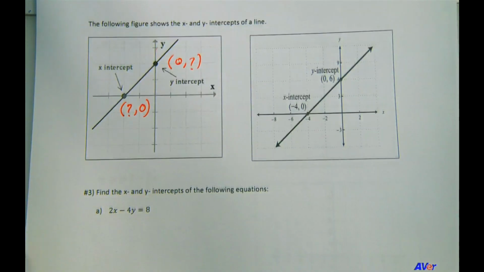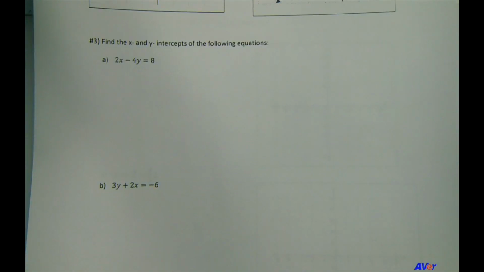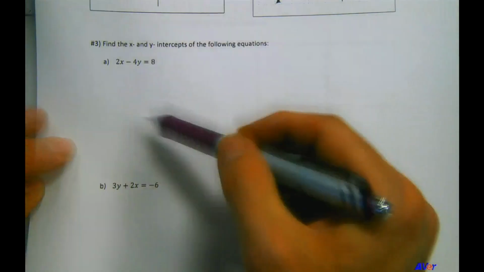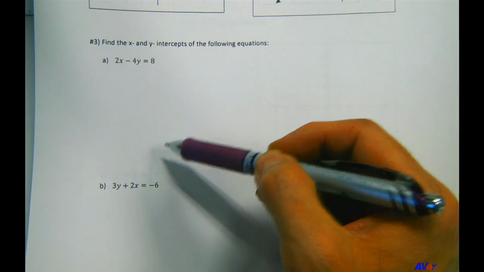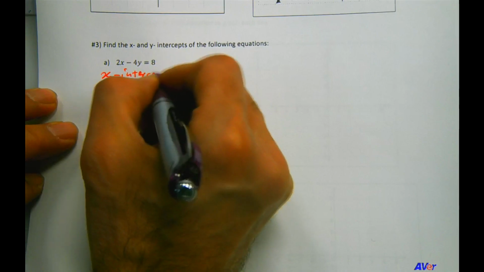So in the next 2 examples, we're being asked to find the x and y intercepts of the following equations. Please pause the video, answer both of these on your own, find the x and y intercepts, and then look at my solutions. I'm assuming that you've done that.